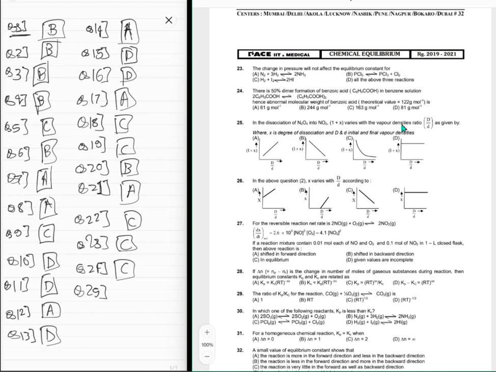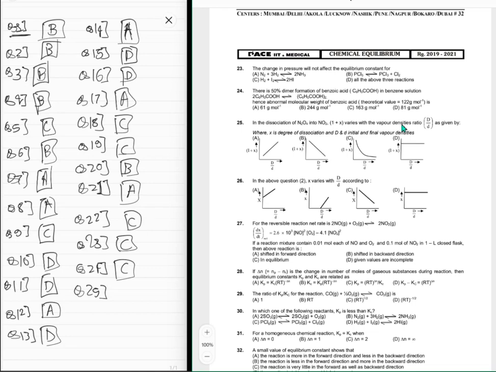So vapor density is actually the ratio of densities: the density of the gas upon the density of H2 if it was filled in the same container at the same pressure, temperature, and volume. And it can be shown to be just the molecular mass upon 2. So that's all we need to know. Capital D by small d is more like capital M upon small m, so the final molecular mass upon the initial molecular mass. The initial molecular mass is just the molecular mass of N2O4, and then the final molecular mass.